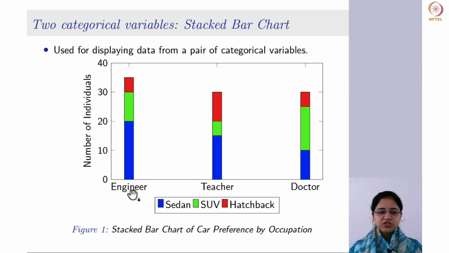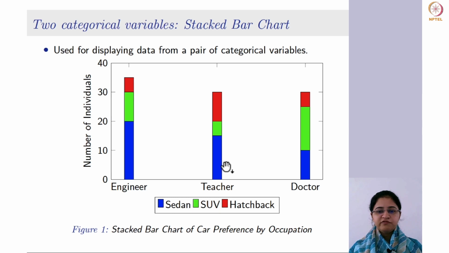Now, if you look at the engineer bar, sedan is represented by the blue color, SUV by the green color, and the red color is used for hatchback. By just looking at these areas, you can immediately interpret that, since the blue portion is the largest for engineers, sedans are usually preferred by engineers, and that is what we have already concluded in the previous slides.